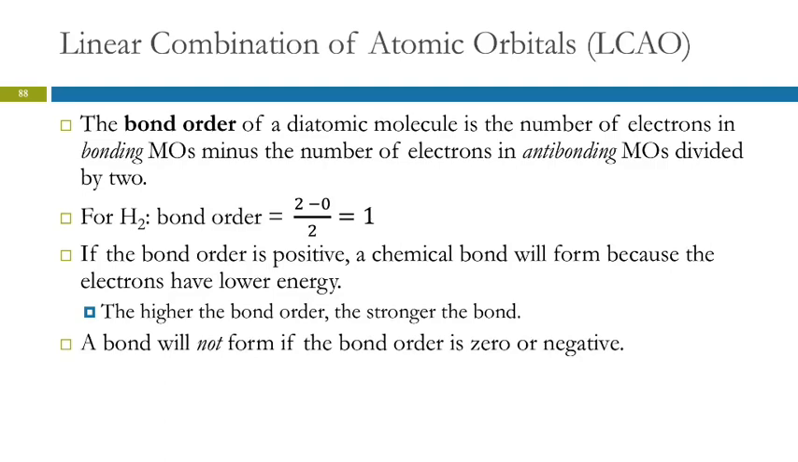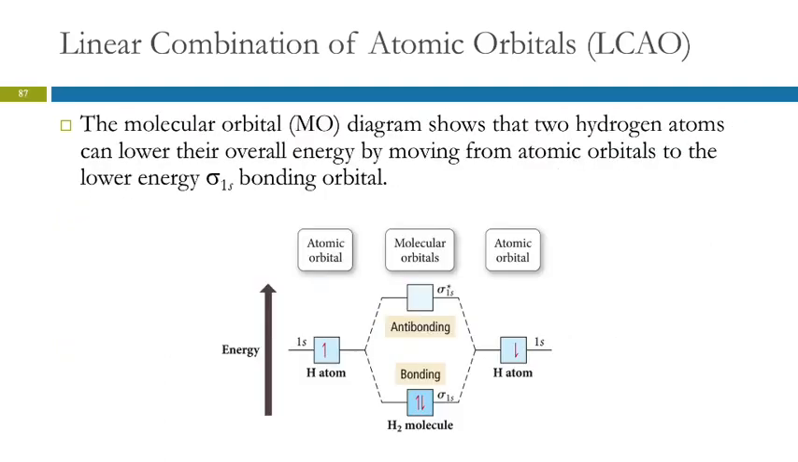So we describe the bond order for diatomic molecules as the number of electrons in bonding molecular orbitals minus the number of electrons in anti-bonding molecular orbitals, divided by 2. So for hydrogen, that's 2 minus 0, divided by 2. So let's go back and look at that.